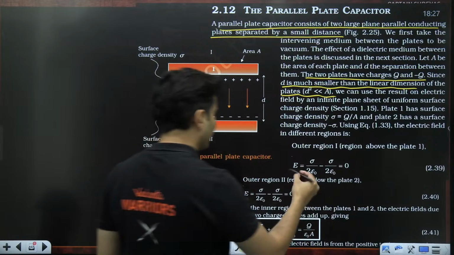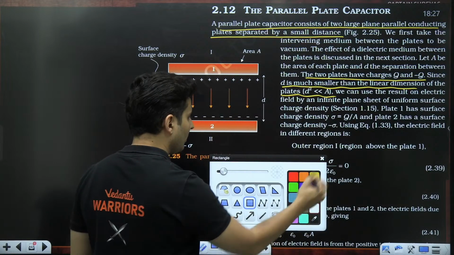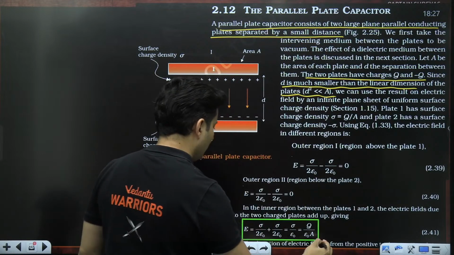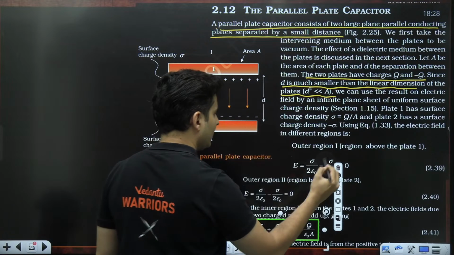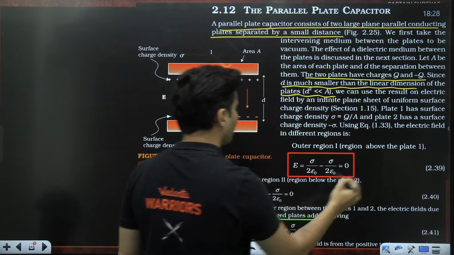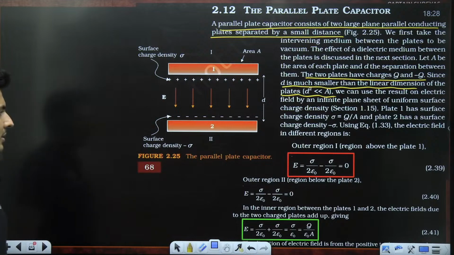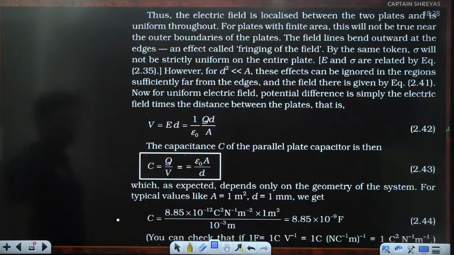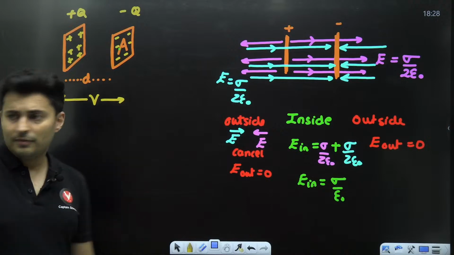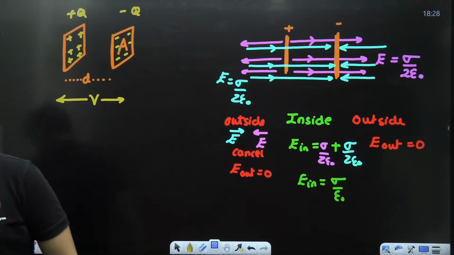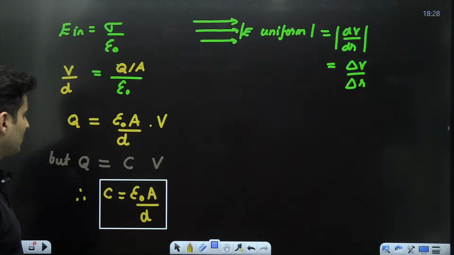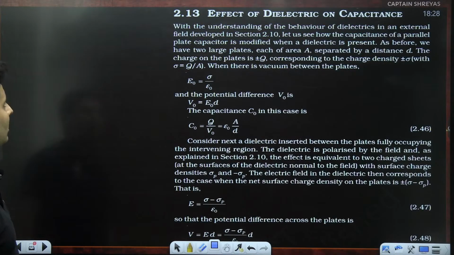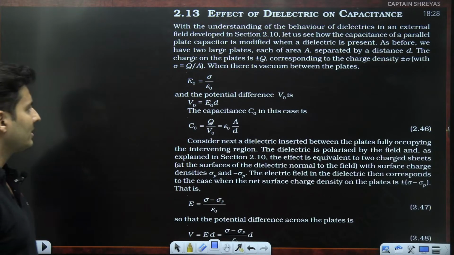And in the outer region, this was for the inside region. For the outer region, you can see it is 0. For the outer region, it is basically 0. Right? This is the capacitance formula. Fair enough, done, dusted till this point. Awesome, perfect, great. Now, what happens when you place a dielectric?